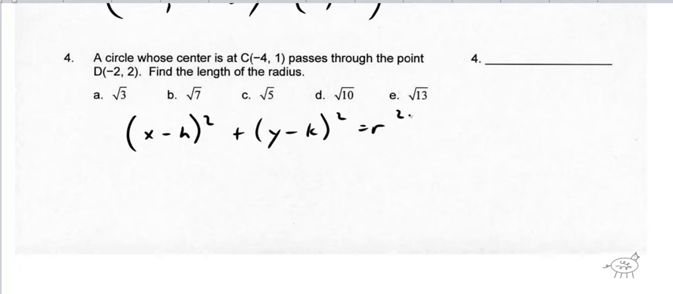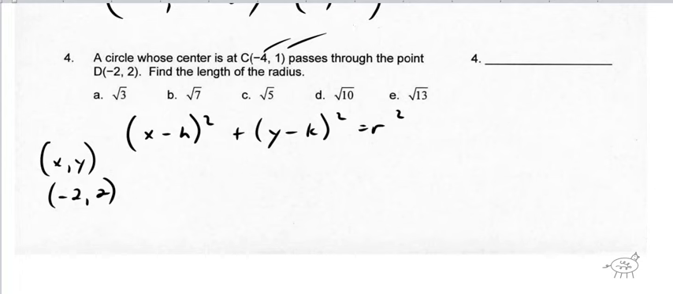And then what I did is I plugged in. First of all, I'm giving you the center, and then I'm giving you a coordinate. So your coordinate x, y is (-2, 2), and your h and your k are those values. Okay, and that's how we're going to do it, and then we're going to find the value of r.